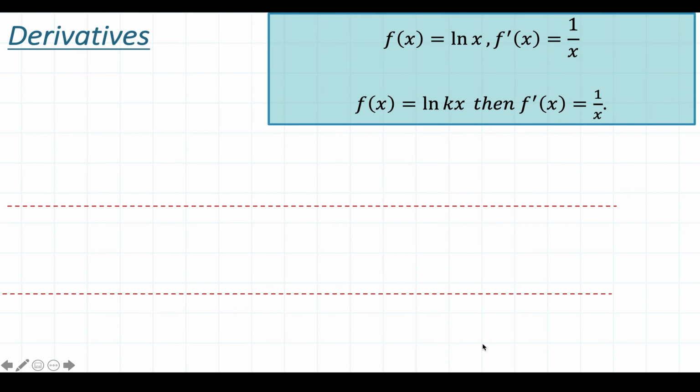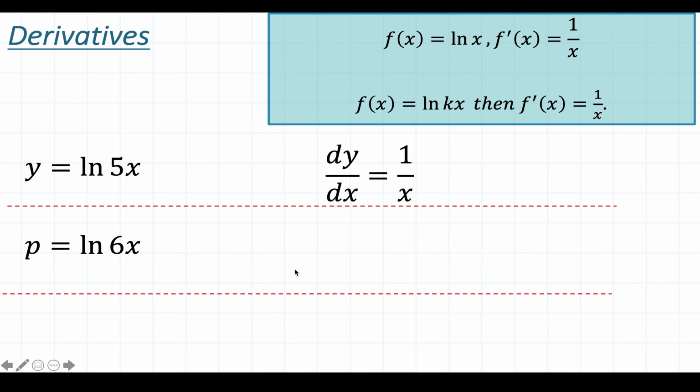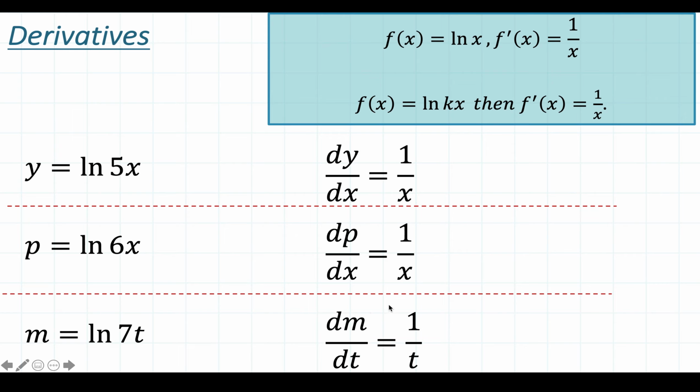In the case that you're faced with an ln function where there's a coefficient inside the argument, so you have k of x, and we're still dealing with x to the power of 1 here, then the derivative is just going to be 1 over x. So for example, you have ln of 5x, the derivative is 1 over x. You have p equals ln of 6x, dp by dx is going to be 1 over x. And m equals ln of 7t, the derivative dm by dt is 1 over t. So the idea is that the 5, the coefficient here, gets cancelled.